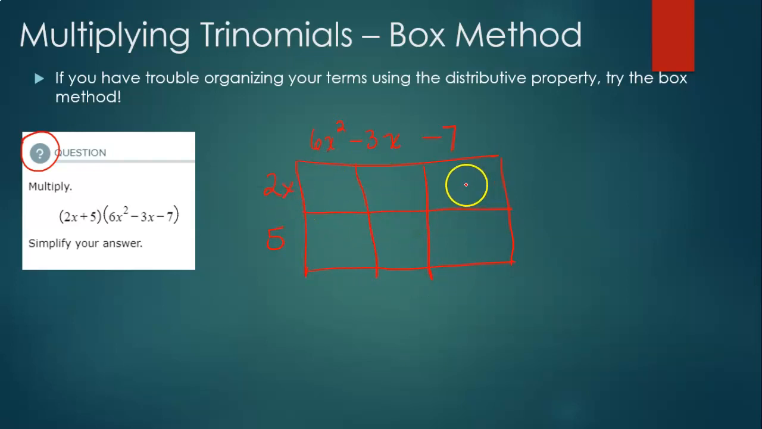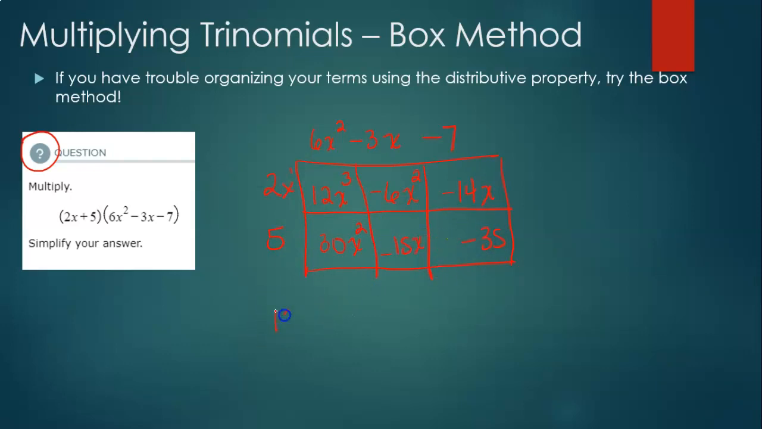So you should have done everything in the top row by 2x. So that's 12x to the third, because x squared times x to the 1 is x to the third. 2 times negative 3 is negative 6, and x times x is x squared. And 2x times negative 7 is negative 14x. Now we're going to do everything in the top row by 5. So that's 30x squared minus 15x minus 35.